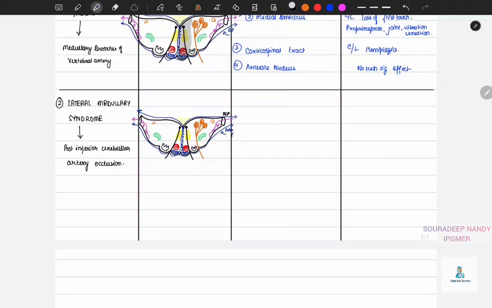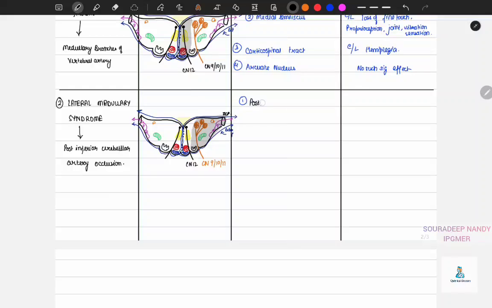So which structures will be lost? These are the structures that will be lost. So let us discuss. Here is the cranial nerve 9, 10, 11 at different levels. Here is the cranial nerve 12.